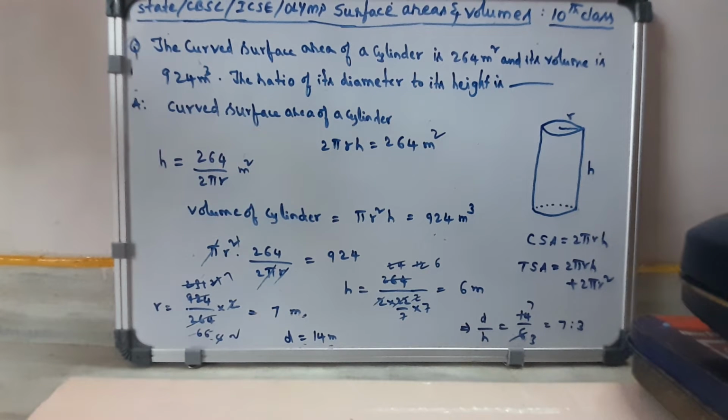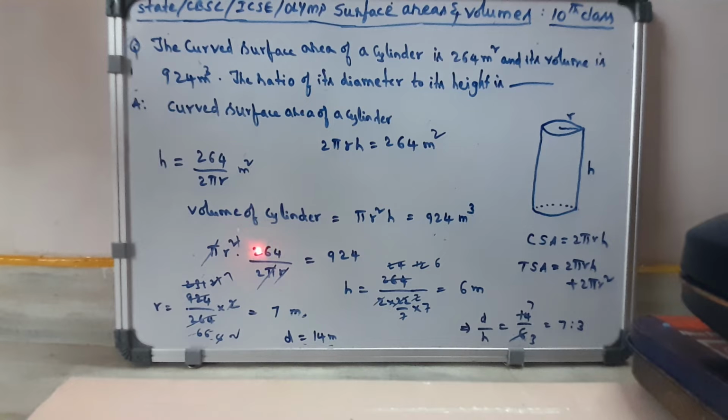Okay. So here the volume of the cylinder is given. What is the volume of the cylinder? This is the volume of the cylinder, so pi r square into h. So pi r square h is equal to 924 meter cube. We will substitute the unknown h here. Instead of h, we substitute 264 by 2 pi r. We cancel pi, we cancel one r. So the remaining is r is equal to 924.